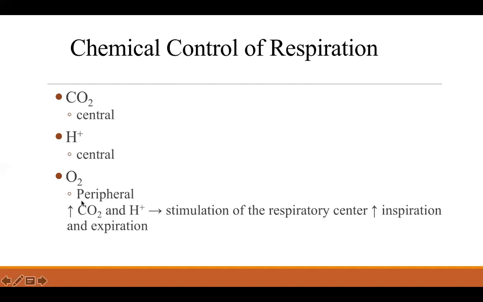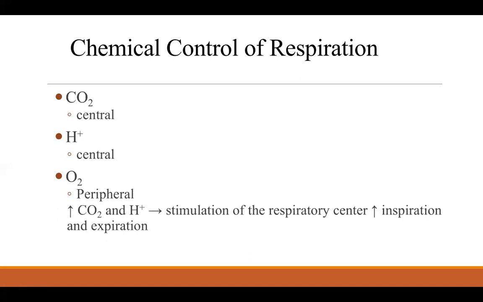Peripheral chemoreceptors are very, very sensitive to low levels of oxygen. They are also sensitive to high levels of CO2 and hydrogen ion. Please note that. However, they're more sensitive to low levels of oxygen than the high levels of CO2 and hydrogen ion. That's how you have to interpret that.